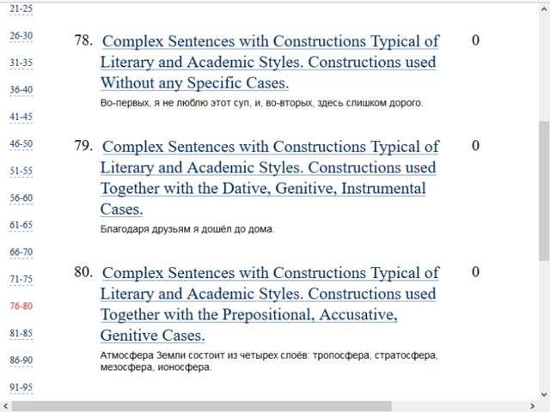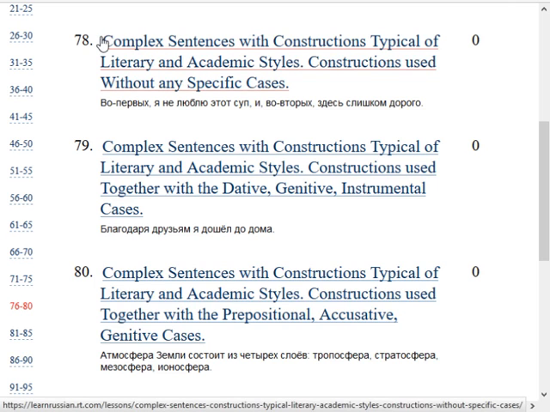Okay, folks, so here's where we're at. We are looking at 3 lessons about complex sentences with constructions typical of literary and academic styles. Again, I think I've mentioned before, but this kind of thing is definitely characteristic of the C levels. It's really only something you start getting into in the upper levels, C1 and C2 of learning a language. So we're definitely well into advanced Russian here.